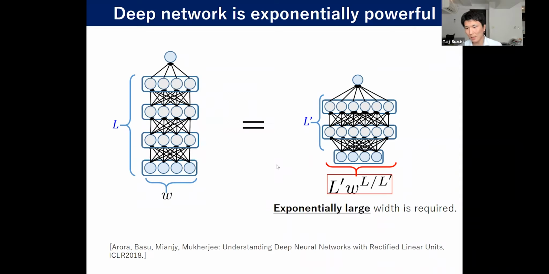Okay, so this means that the deep neural network is exponentially expressive. But to realize that function by increasing the width, it requires an exponentially wide network. So therefore, instead of increasing the width, increasing the depth is more efficient in terms of the expressive power.